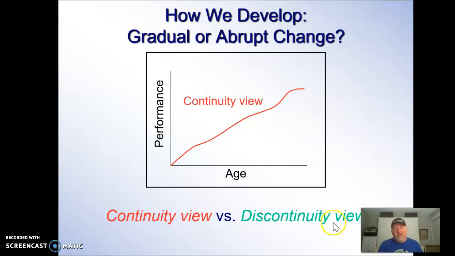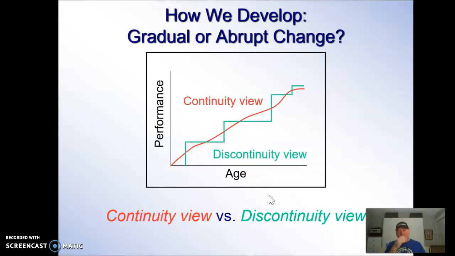So really what we're looking at in this unit is the discontinuity view. We're not looking at continuity and just getting a little better every day. We're looking at this. And what you'll notice is we have stages right here. A person is developing over time. They are getting older, but their performance is staying the same. And then at some point, they take this leap and they move to a different stage. We can call each one of these a stage.